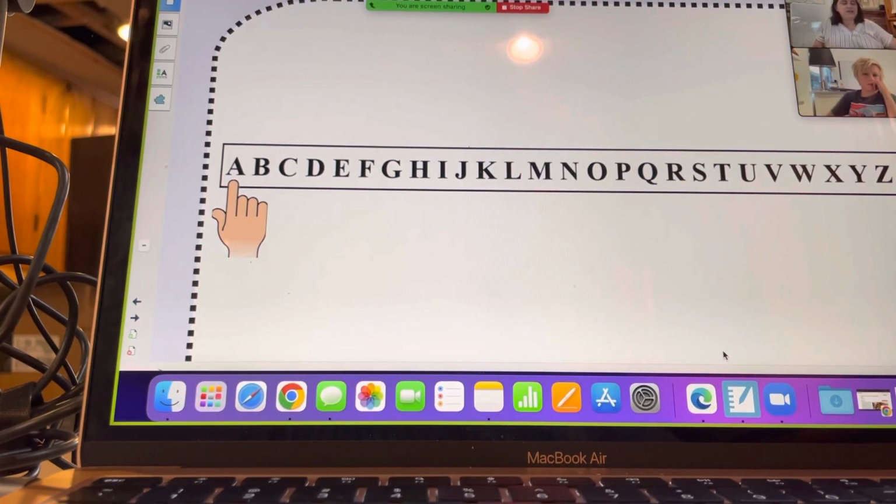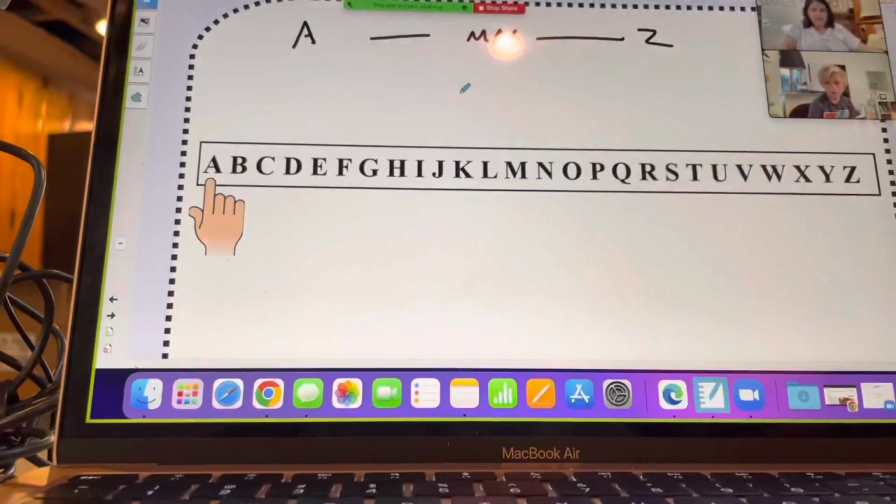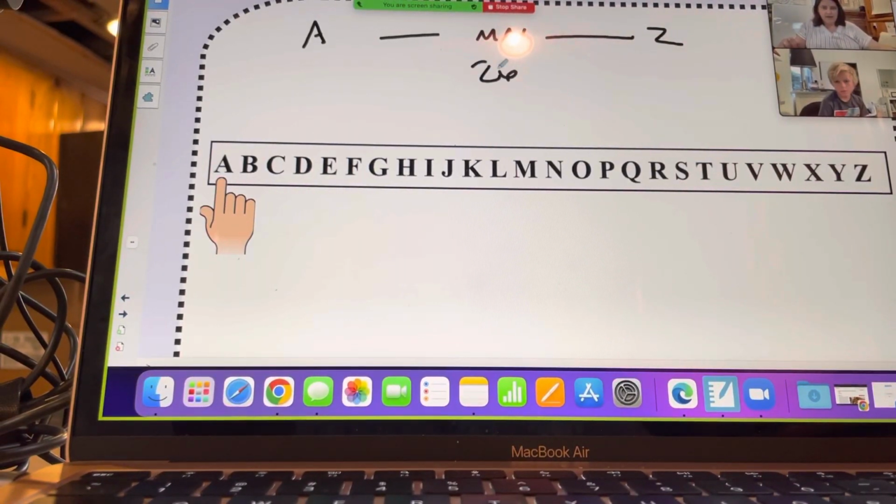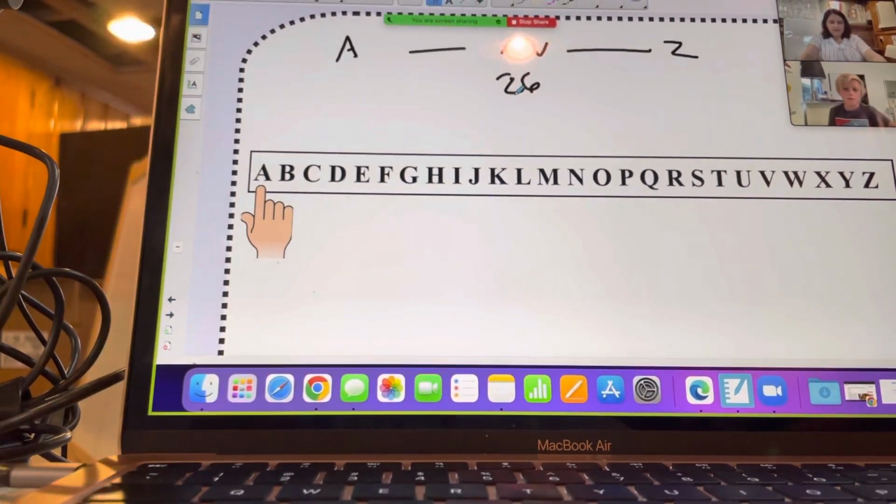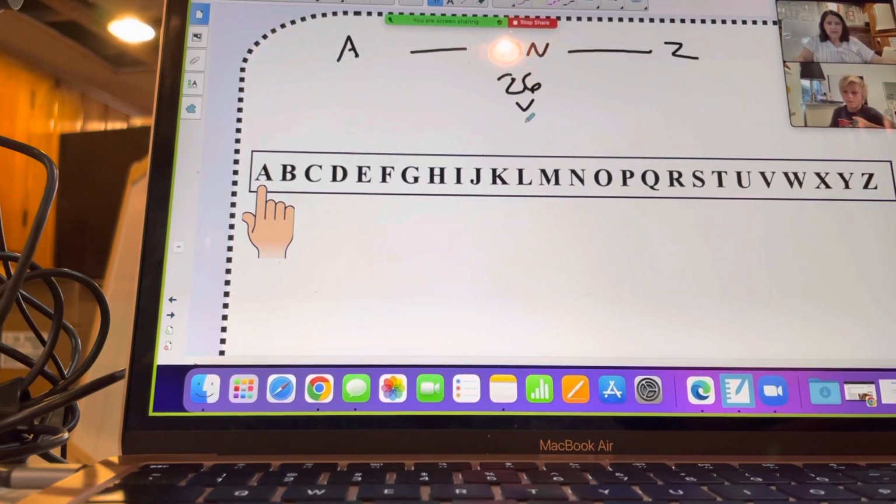Excuse me, the initial letter of the alphabet is? A. Good. And the final letter of the alphabet is? Z. Good. And the medial letters of the alphabet? M and N. Good. How many letters total do we have in the alphabet? 26. Good. And what types are they? What types of letters do we have? Vowels and consonants. That's right. Vowels and consonants. Okay.